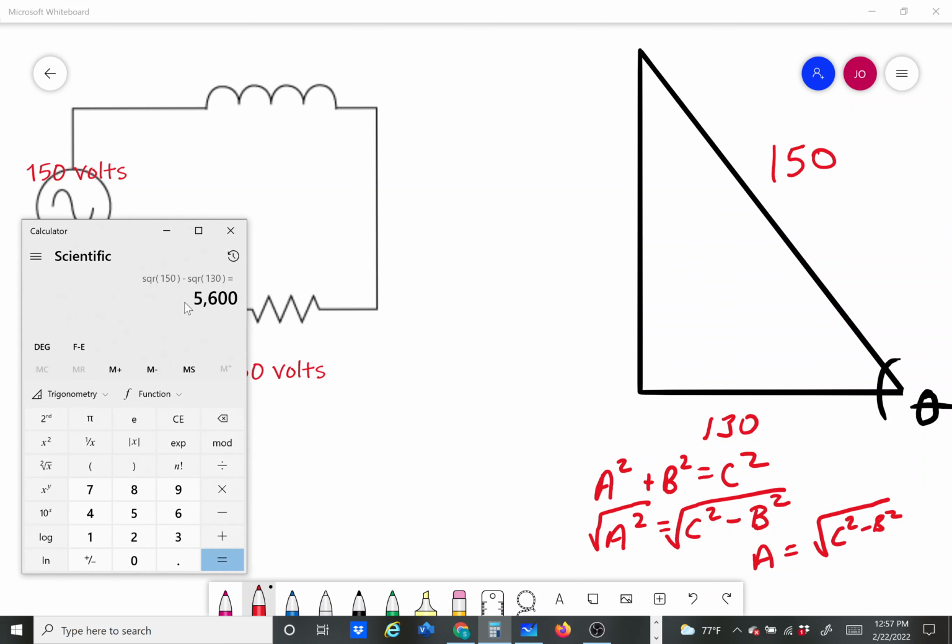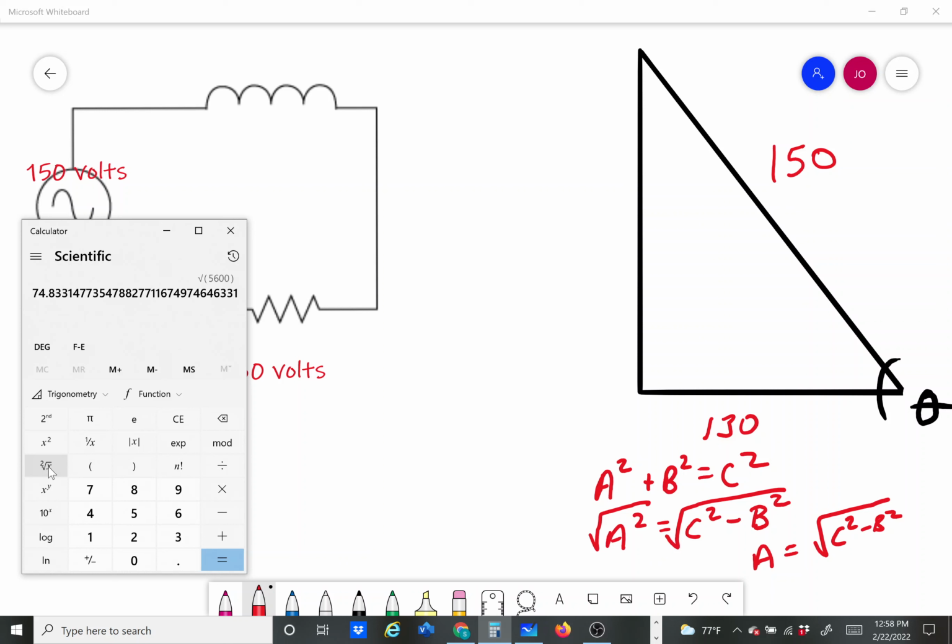I get a value of 5,600, but that is what a squared equals, so I need to take the square root of that. You could do second square root of 150 squared minus 130 squared. If you don't understand that, feel free to ask me about it in class or shoot me a text. All right, so that gives me a value of 74.83 volts used by the inductor, or dropped on the inductor.